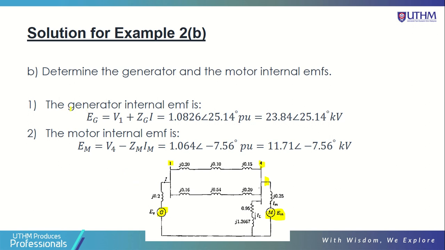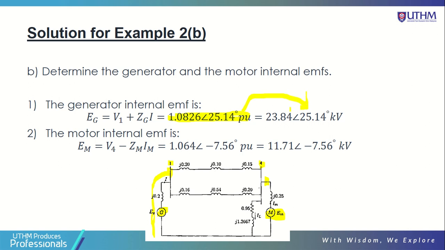For example, to determine the generator internal EMF, you can use this loop from the common point to this point, because we have V1. So EG equals V1 plus ZG times I, the total current, because the total current I equals IM plus IL. Same by using KVL. You already calculated V1, you have ZG and you have I, so you can determine EG in per unit. From the per unit, you can convert to the actual value.